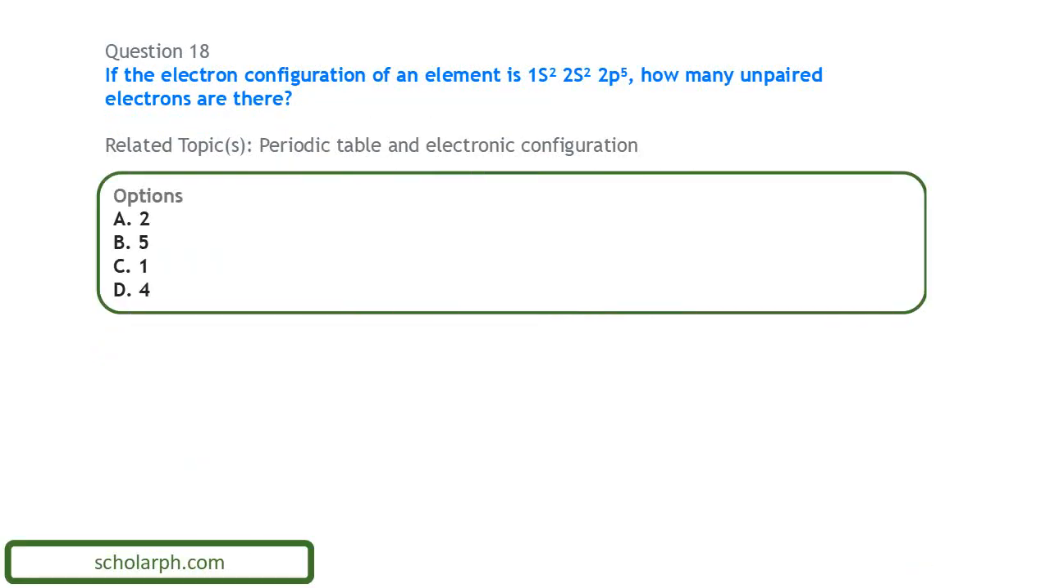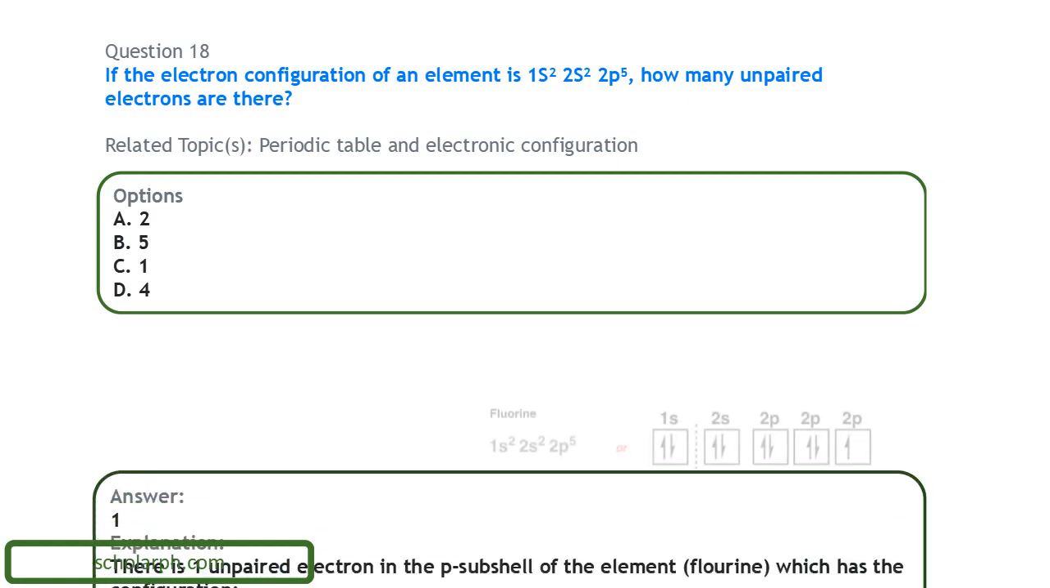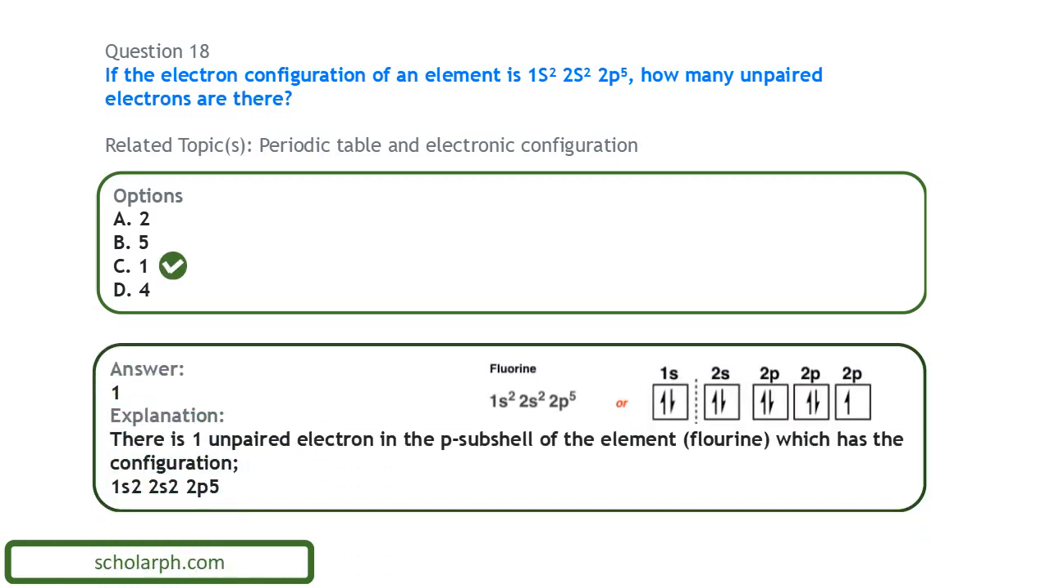Next question: if the electronic configuration of an element is 1s2, 2s2, 2p6, how many unpaired electrons are there? Alright, a very fast way to do this is to draw the orbitals. Okay, the orbitals for this.